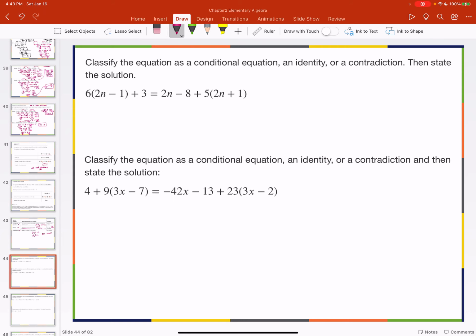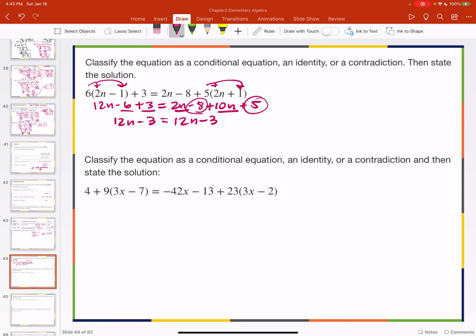Okay, so let's see here. So let's solve some equations and let's figure out if it's conditional, identity, or a contradiction, okay? So first of all, here, let's go ahead and do this. We have, let's simplify the left-hand side. 12n minus 6 plus 3 is equal to, and then we're just going to write this down, 2n minus 8 plus, distributing the 5, plus 10n plus 5. Okay, on the left-hand side, these are the only like terms. So 12n minus 3. Then on the right-hand side, we have 12n, negative 8, and a positive 5 minus 3.